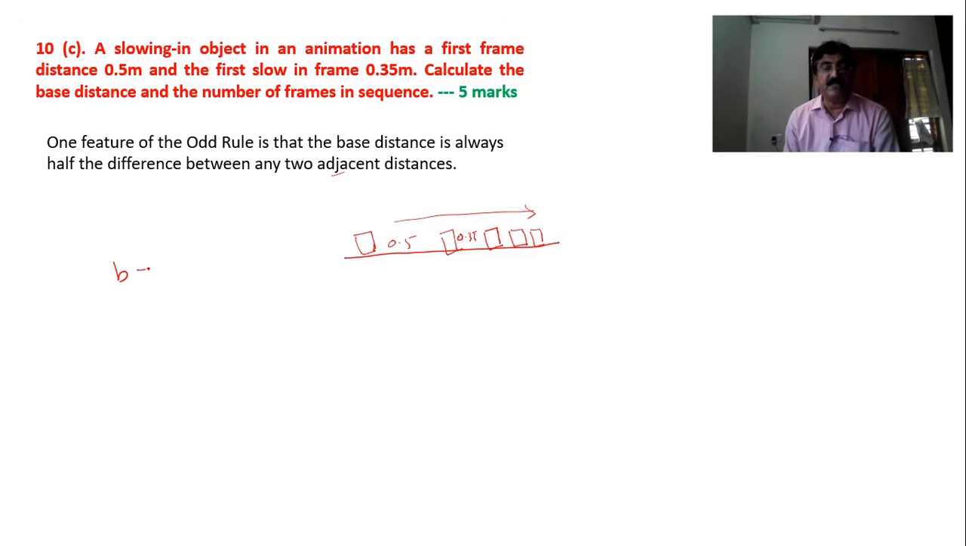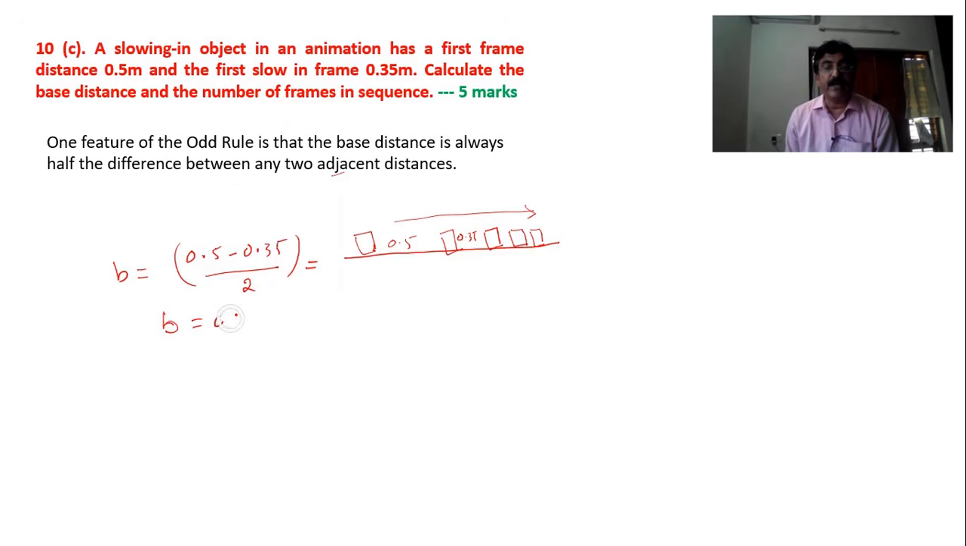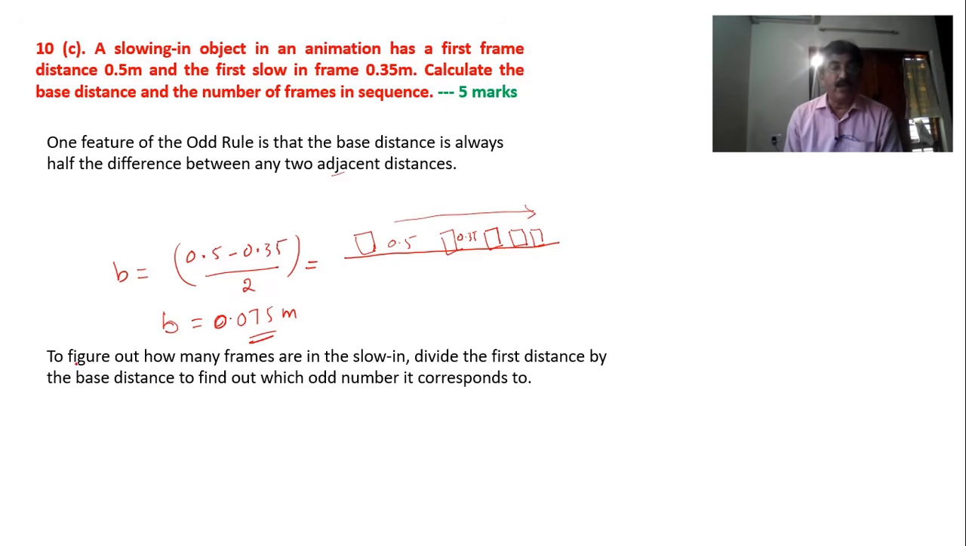Now the base distance is equal to 0.5 minus 0.35 divided by 2, that is the average of these two. So simplify, it is 0.5 minus 0.35 divided by 2, which is 0.075. So the base distance is 0.075 meter. This is the base distance value, 0.075.